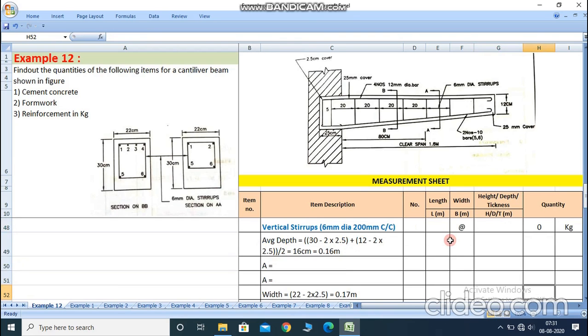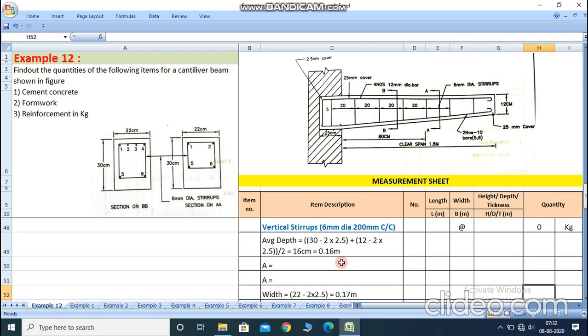Now next we start the vertical stirrups of 6 mm diameter bar, 200 mm center to center, meaning 0.2 meter center to center distance. Here average depth is 30 centimeter height minus 2 times cover at the bottom and at the top, plus 12 centimeter height minus 2 times cover at the bottom and top, divided by 2. So average depth of the vertical stirrup is 16 centimeter, equal to 0.16 meter.